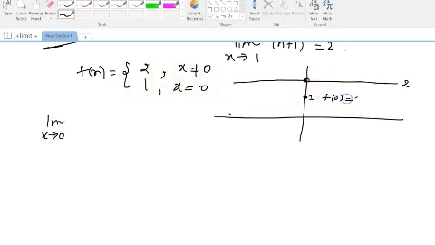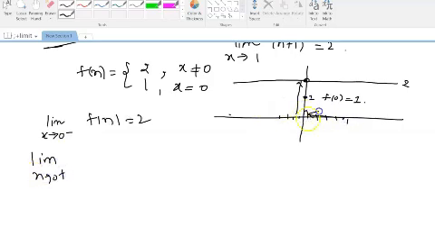So it means f of 0 is 1. But when x is approaching from left side, so whenever x is less than 0, the value of your function is always 2. And when x is approaching from right side, again the value of your function is always 2. So your left hand limit and right hand limit are same.